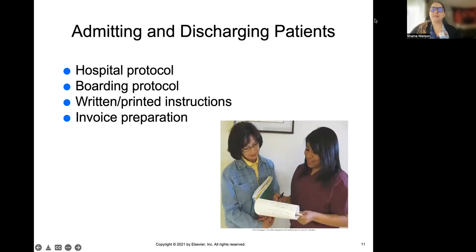One of my favorite parts of working in general practice was actually dealing with hospitalized patients, admitting and discharging patients. I loved working in ICU with critical care. Rooms were okay for me.